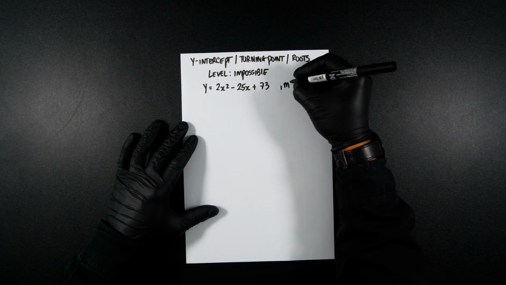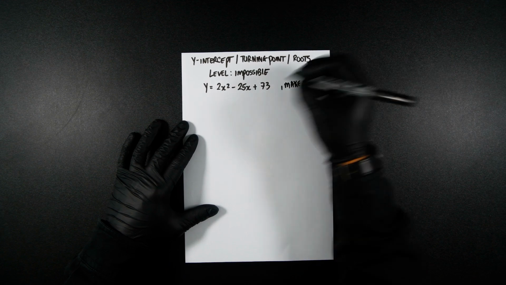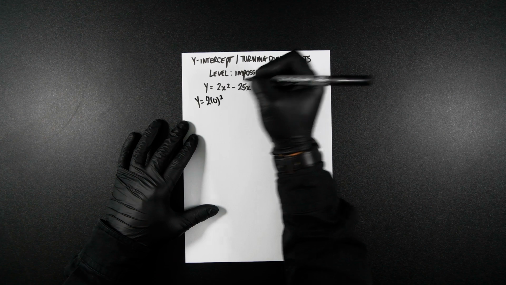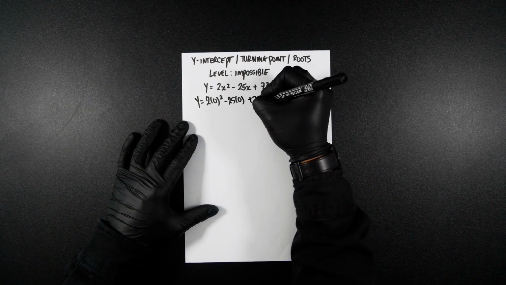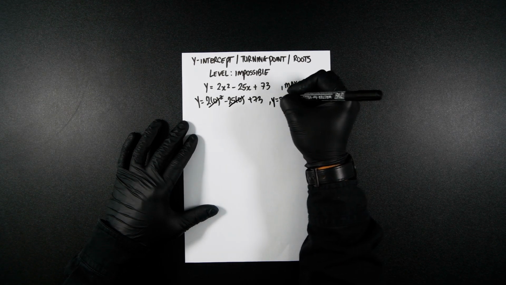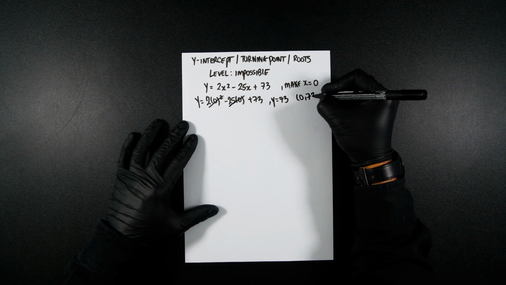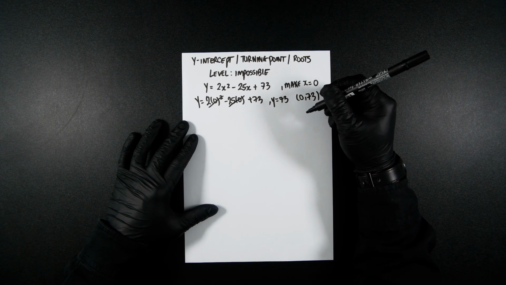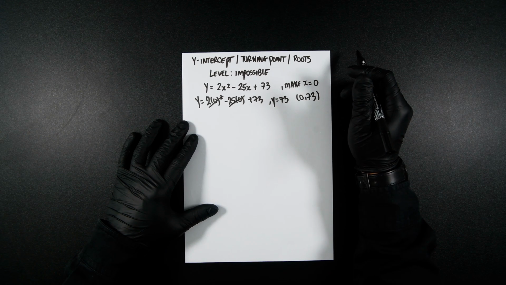To do this, you make x equal 0. So y would equal 2, 0 squared minus 25 times 0 plus 73. This would all cancel out. Y would equal 73. So now we know that the y-intercept is 0 and 73 because we have what x is and we have what y is. The next thing we want to do is find out what the turning point is.